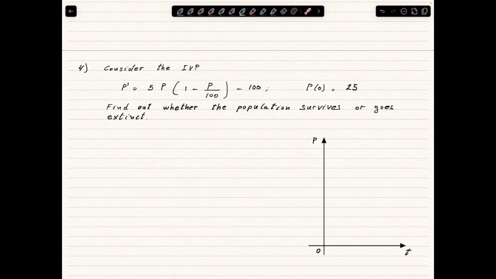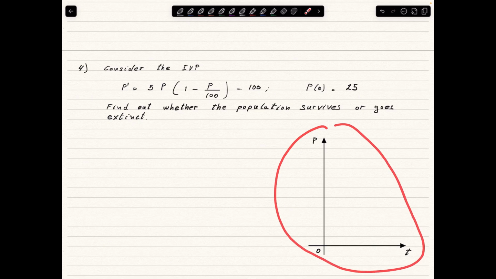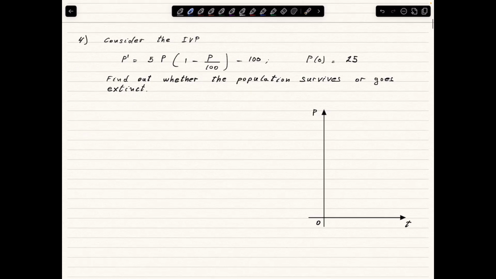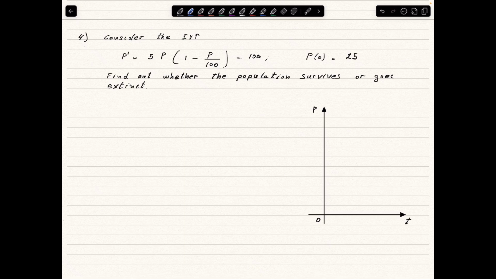Okay, so one possibility is to solve this equation exactly, which we didn't do in class or in the videos, and understand the behavior of the solutions in this picture, and then based on that answer the question. This is what we are going to do. We are going to go on with the qualitative method. So, solution.